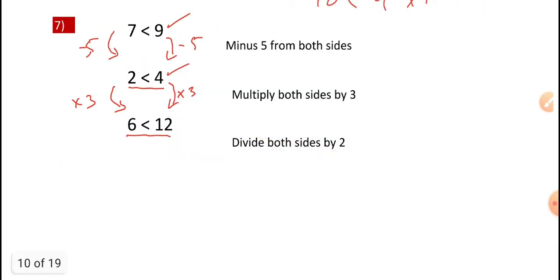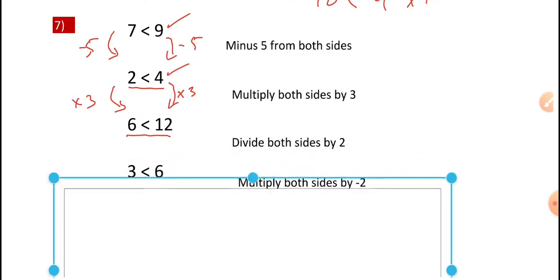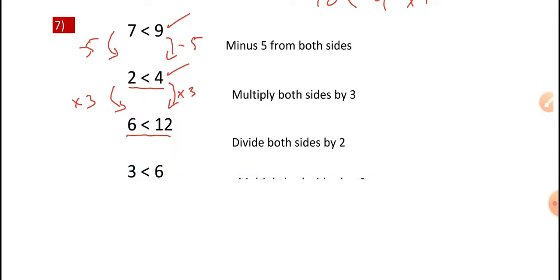What if I divide both sides by 2? I will get 3 and 6, sorry. So if you divide by 2 here, 12 divided by 2 is 6. 6 divided by 2 is 3. Is the statement still true? Is 3 less than 6? Yes, the statement is still true.